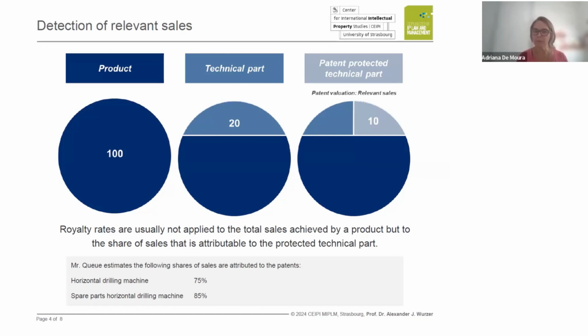And according to the relevant part of the patent, or the part of the product that is under protection of patents, and considering these two categories, as I mentioned before, the AHD and the spare parts, we have approximately 75% of the relevant sales related to the EHD and 85% of the relevant sales for the spare parts drilling machine. Yeah, that's it. Thank you.